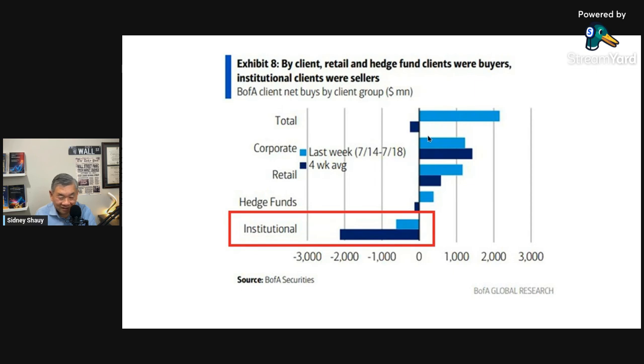Corporates are buying. They may be buying back their own stocks, and hedge funds are also buying, net buyers. But institutional, they are selling. The big funds, they're selling, right? They're selling to these people over here, right? Okay.